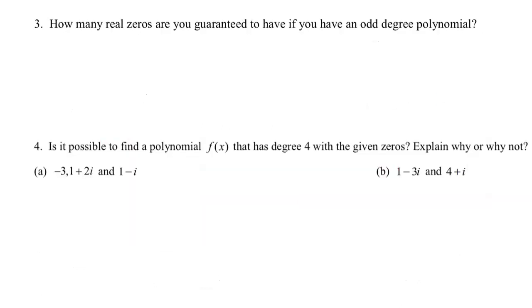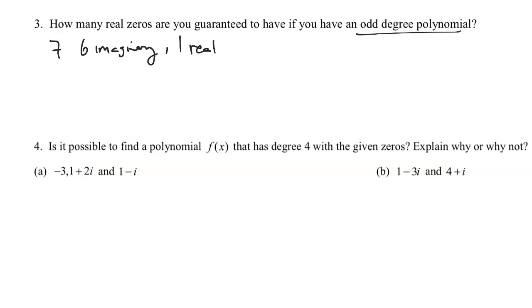Okay, so sort of along the lines of the question that I just asked you on the previous slide, how many real zeros are you guaranteed to have if you have an odd degree polynomial? Well, let's just maybe take a couple of examples. Let's just say I have a 7th degree polynomial. How many of those could possibly be imaginary? Well, the imaginary zeros have to come in pairs, and so the biggest number of imaginary zeros that you could possibly have would be 6 imaginary, which means that there would have to be 1 real zero.